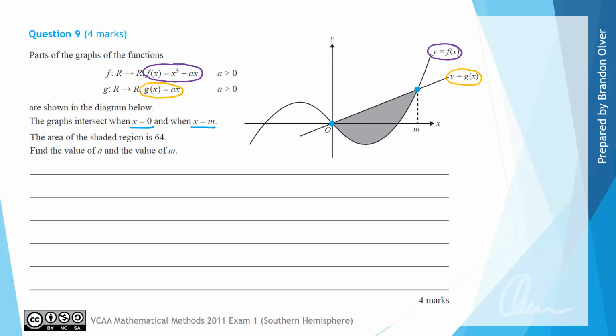And we are told that the area of the shaded region is 64. So that means that this shaded area here is 64. Using that information we need to find the value of a and the value of m for this question.